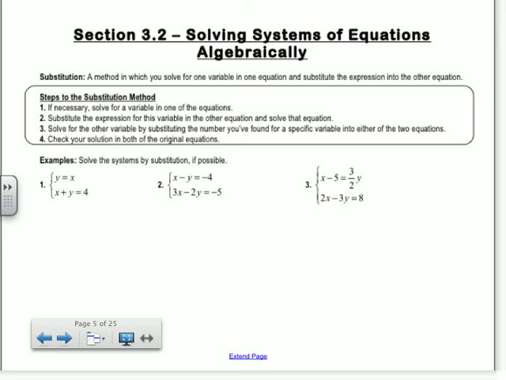So look at number 2. Which variable, x or y, looks like it's really easy to get by itself? X. Do you see how you can get this x by itself pretty easily? You're just going to add the y over. Okay, let's do that. So I would have x equals y minus 4. Now in the second equation, I'm going to use that information. I said x is equal to y minus 4. So instead of that x right there, I'm going to replace it with y minus 4. Now the nice thing is your equation only has one variable, so you can solve it.